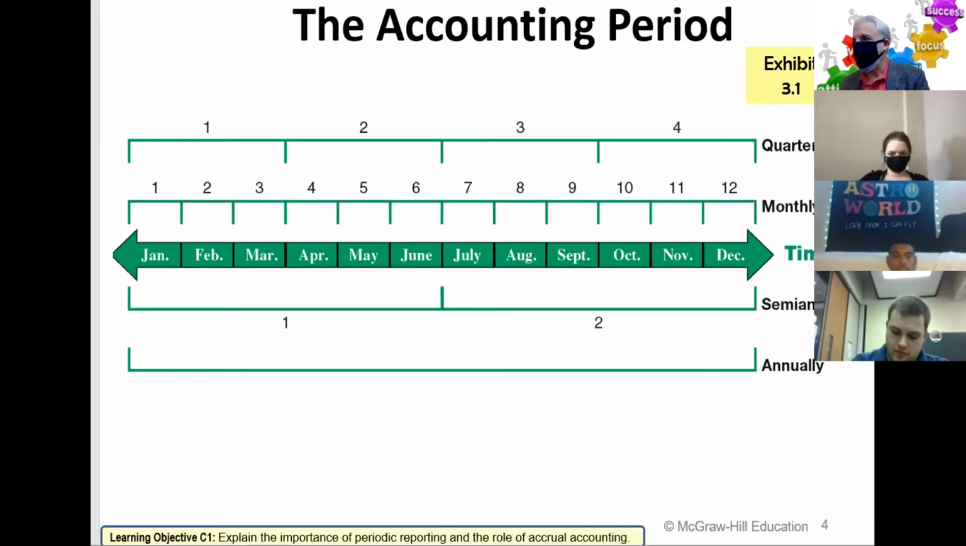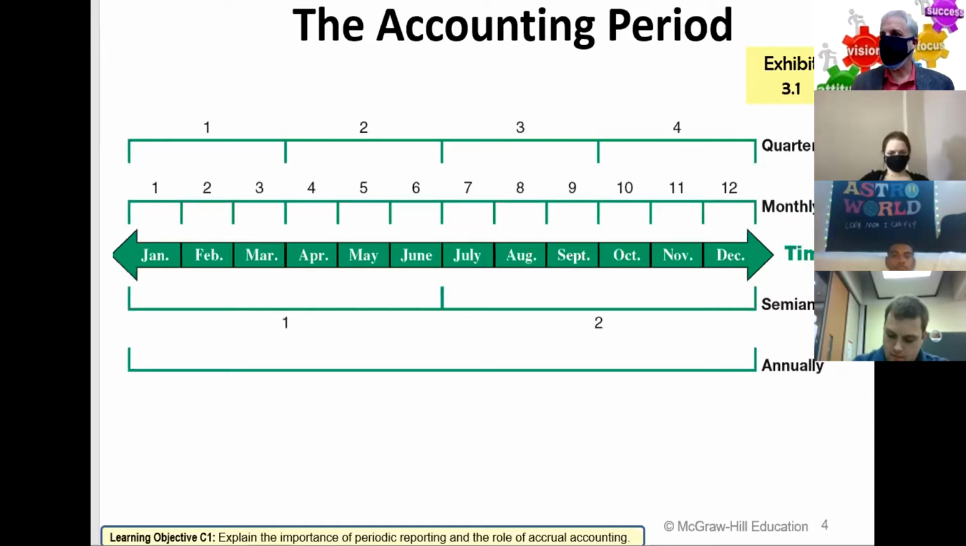By the way, quarterly, you say quarterly is 4, right? No. Quarterly is a 3-month period. It's 4 quarters in a year. So January 1st to March 31, April 1st to June 30, July 1 to September 30, October 1 to December 31.